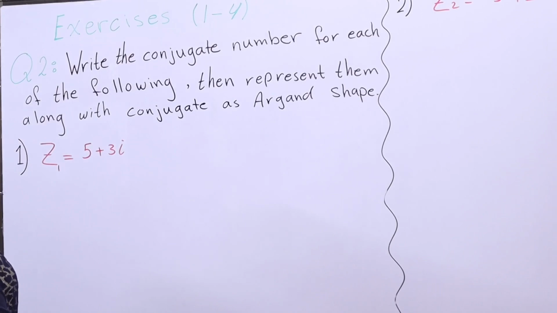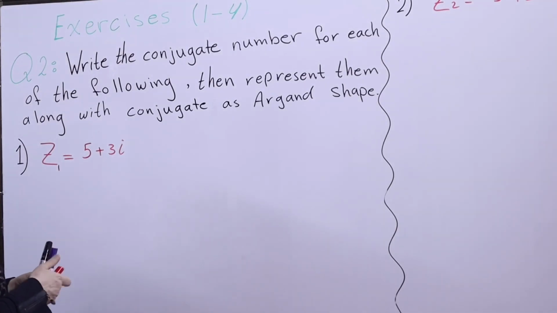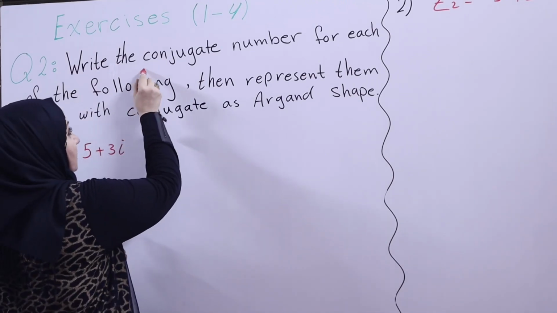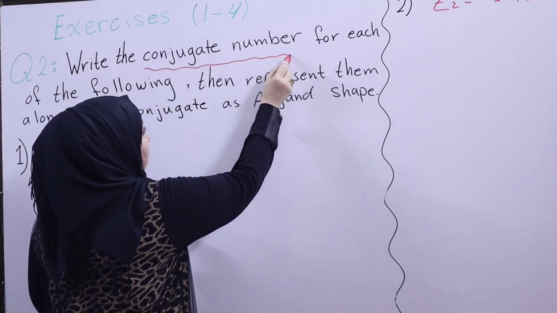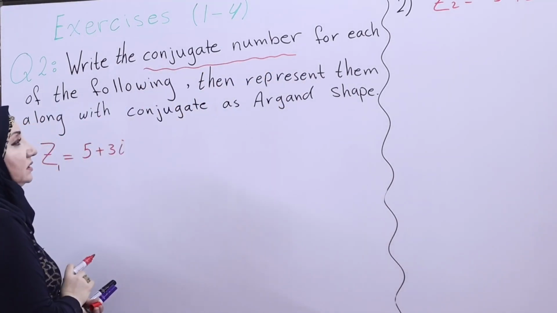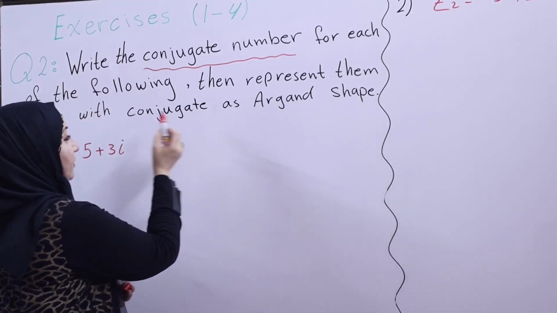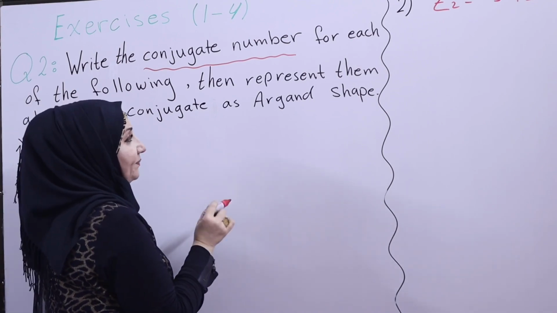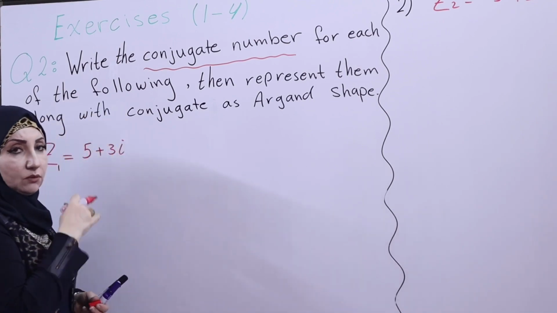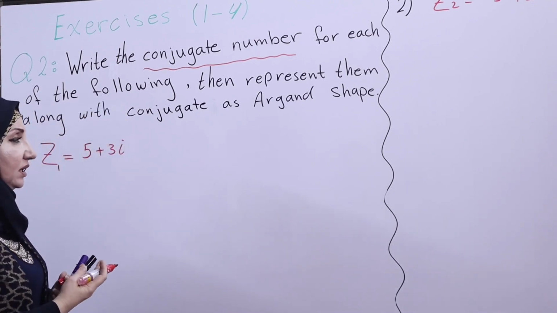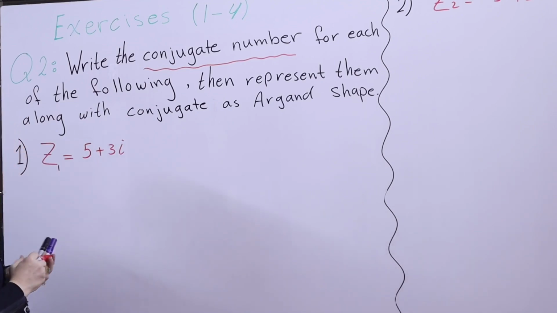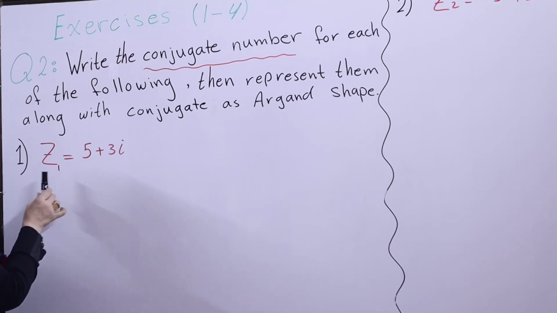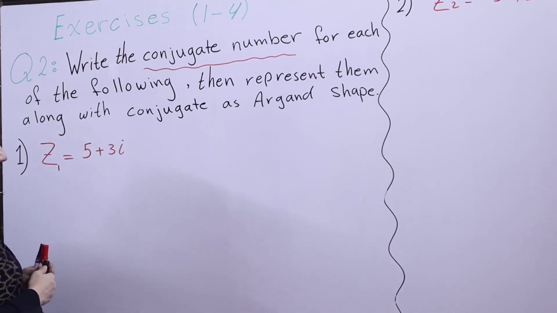Question 2 says, write the conjugate number for each of the following. اكتب العدد المرافق for each of the following لكل ما يأتي. Then represent them, ثم مثلهم, along with the conjugate as argand shape. يعني مثل العدد والمرافق له على شكل argand. So number 1, the first complex number, is Z1 equals 5 plus 3i.